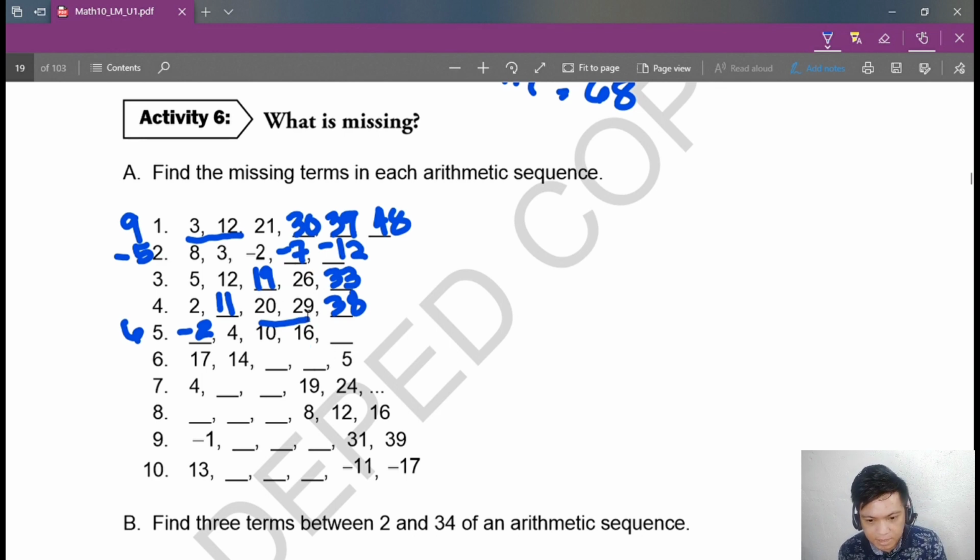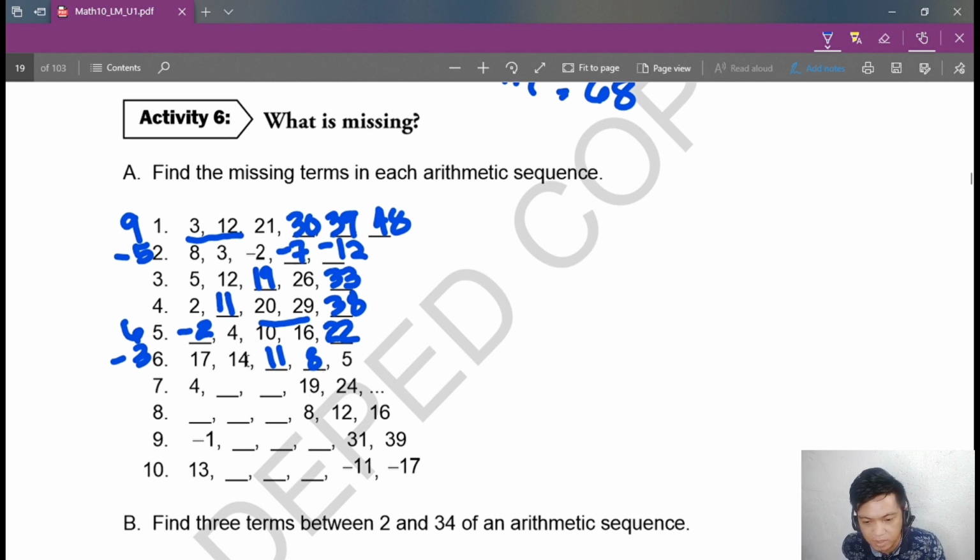Okay, 16 plus 6 is 22. Next one, ito magkasunod. So, 14 minus 17, negative 3. So, the common difference is negative 3. So, 17, 14. 14 minus 3 is 11. 11 minus 3 is 8. 8 minus 3 is 5. Tama.